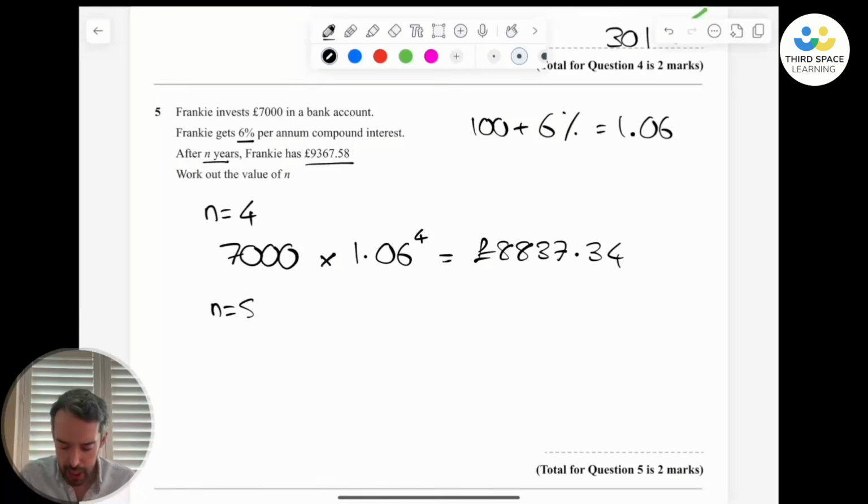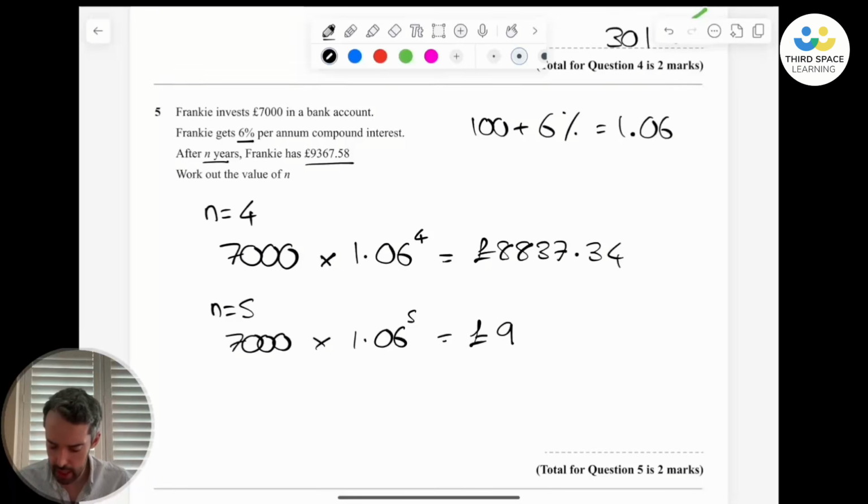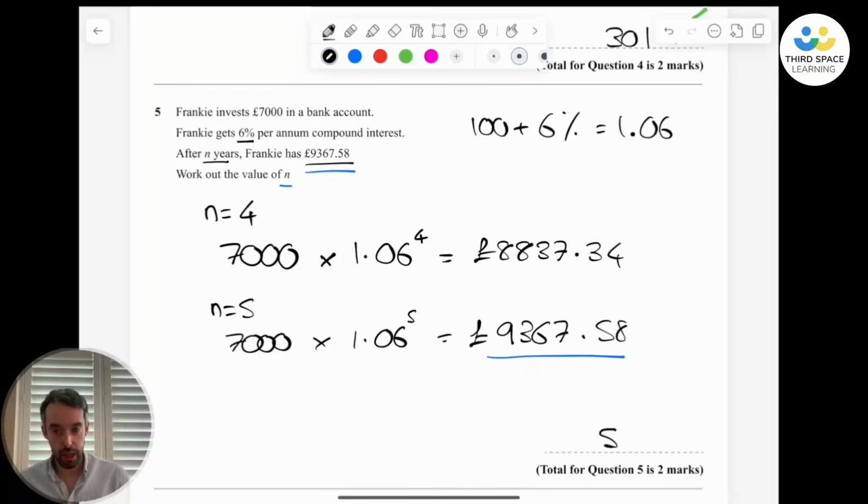So let's say n equals 5. And let's do the same thing again. 7,000 multiplied by 1.06 to the power of 5. Straighten the calculator, and we get 9,367.58. Look at that. That is exactly what I wanted. So that means that the value of n is just 5.